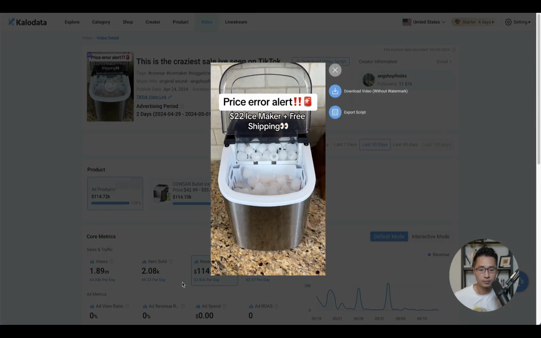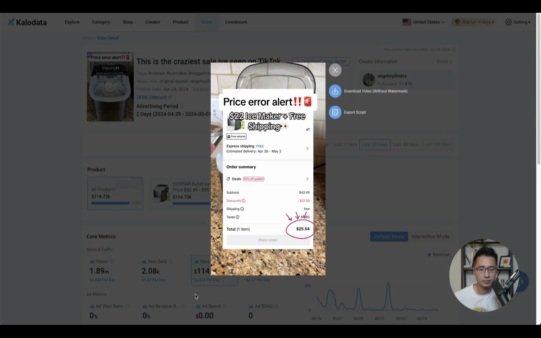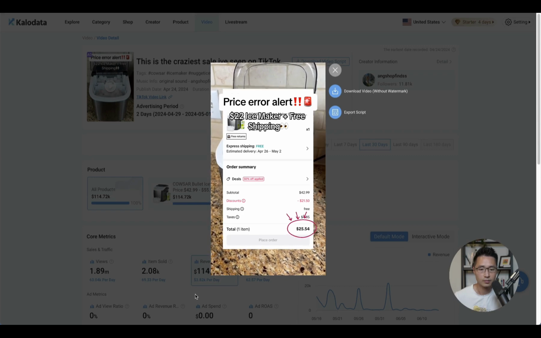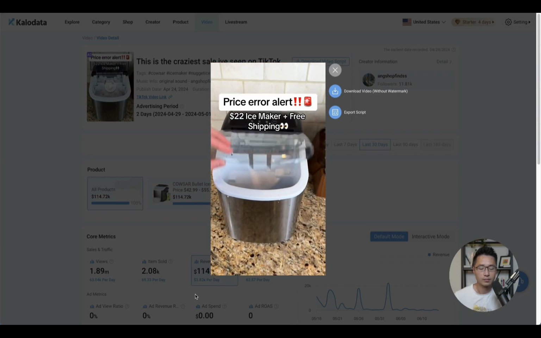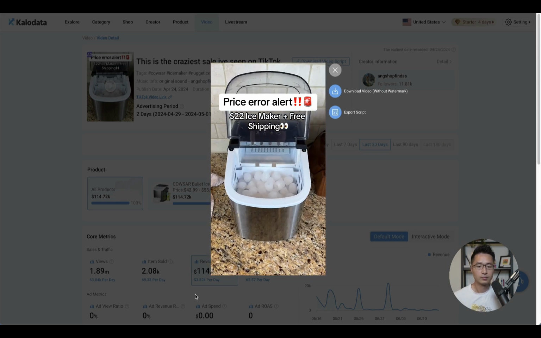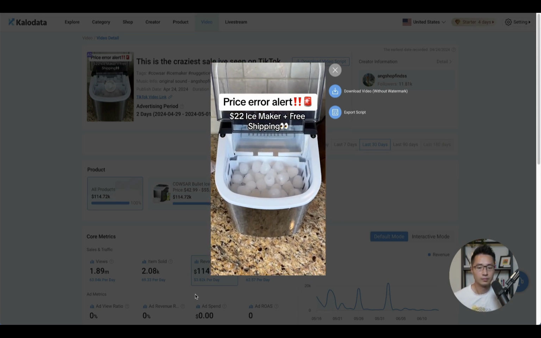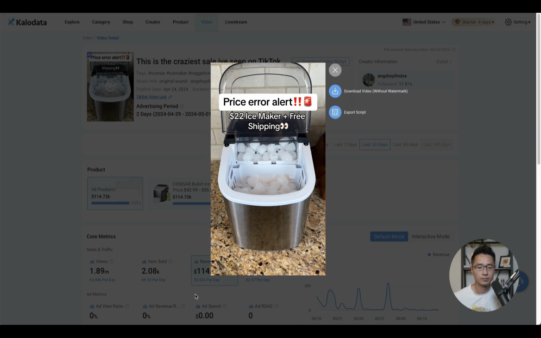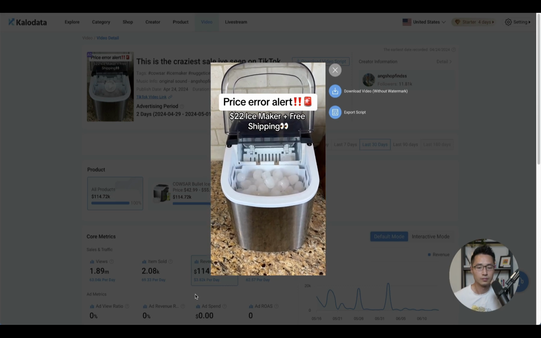Guys, Cowstar completely messed up. Right now you can get an ice maker for $22 with free shipping. There's currently a spring sale going on, but you get an extra 50% off if you're a new customer, which means if you've never bought an ice maker before, you'll get it for $22. Guys, make sure to get it right now before they realize how cheap they made it.